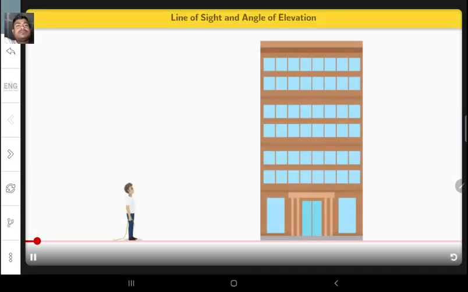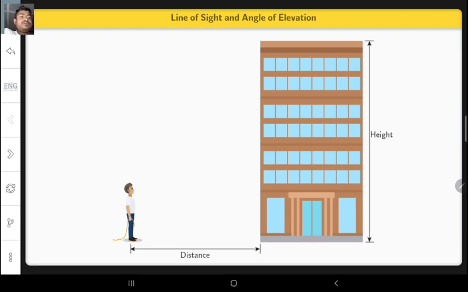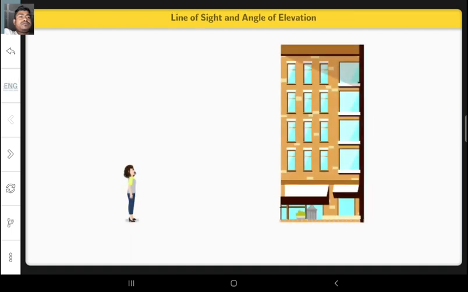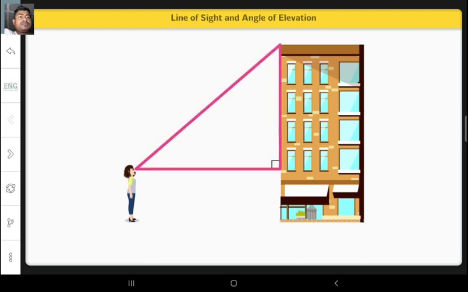When it is difficult to make physical measurements, heights and distances can be measured with the help of trigonometry. Let's consider an example. A girl is standing on the ground and looking at the top of a building. Observe that here a right-angled triangle ABC is formed. Now, the height of the building can be determined using trigonometric ratios.